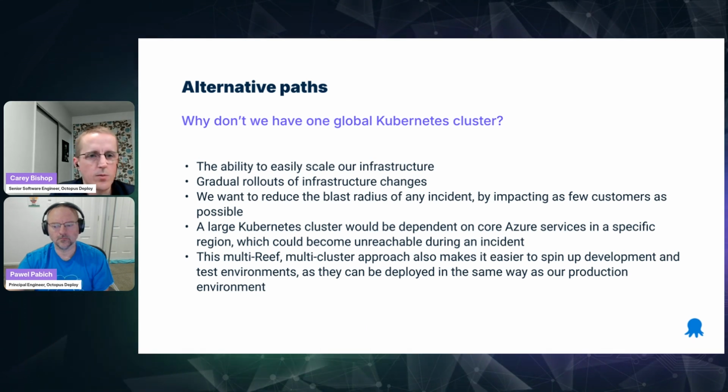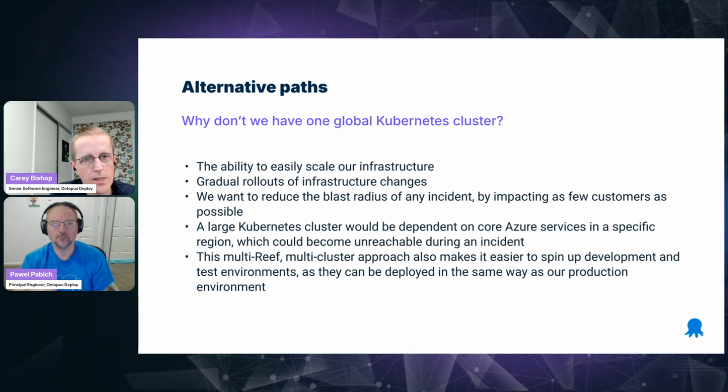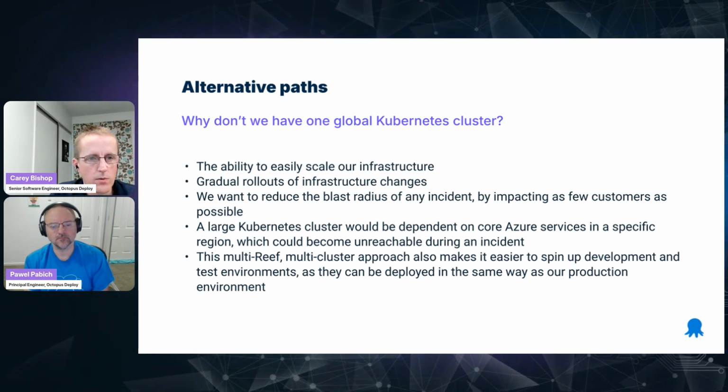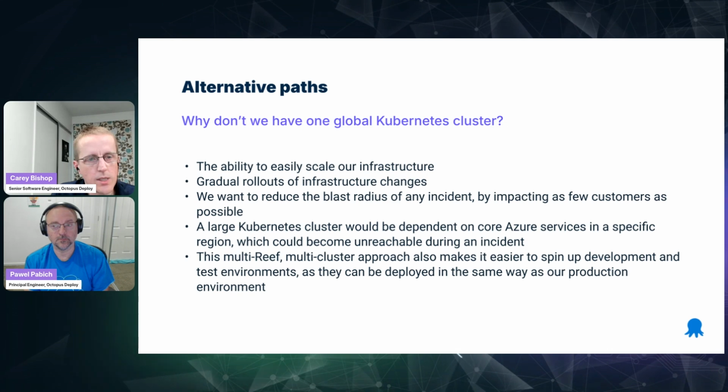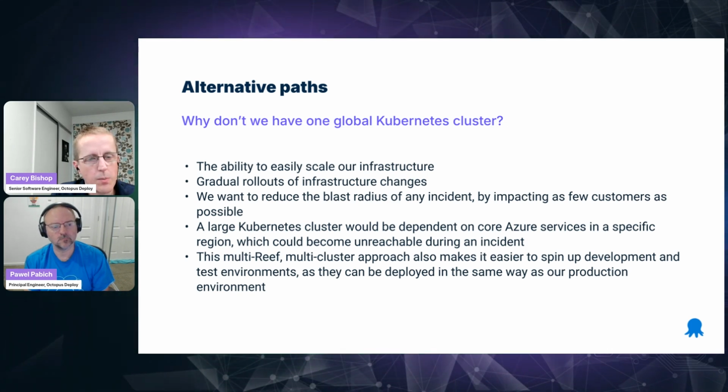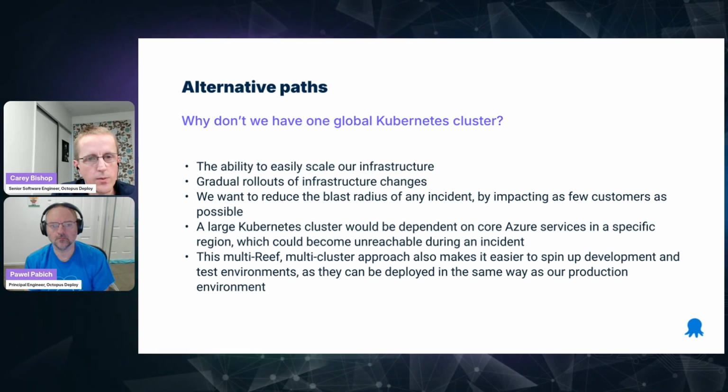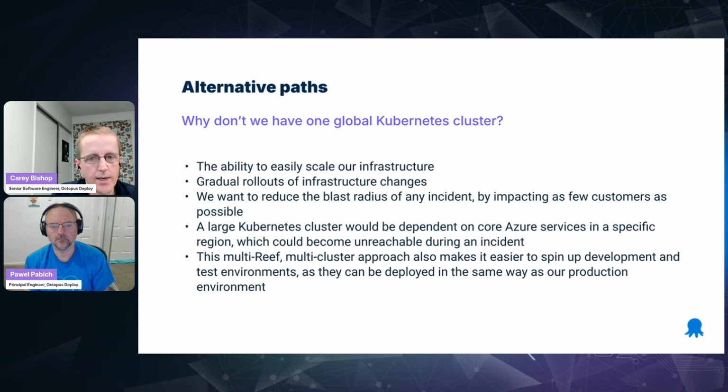So alternative paths. Why don't we just have one big Kubernetes cluster, a global cluster? So this is all in line with our principles, right? We want to be able to easily scale our infrastructure. We want to be able to do gradual rollouts of those infrastructure changes. We want to be able to reduce the blast radius of any incident. So in the case that something goes wrong with that first instance that we've moved across to that new cluster, we only want that instance to be impacted. We don't want all the other instances impacted at the same time.